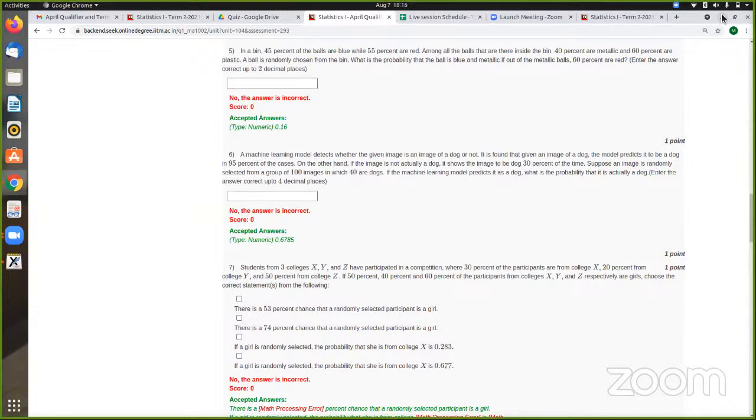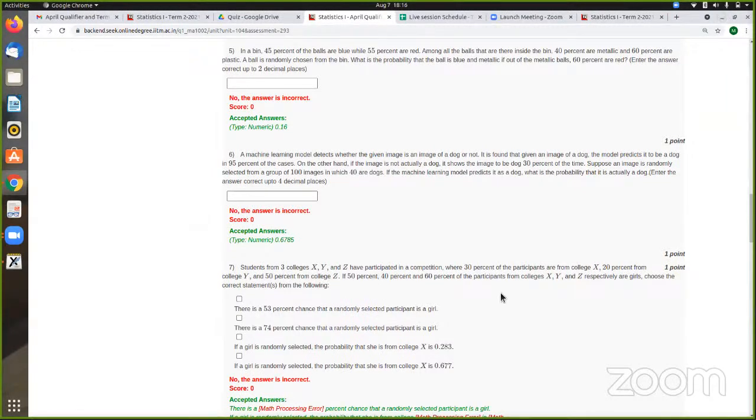So yeah. Okay. Again, what we need to find is the probability of prediction, so that we can find that it is actually a dog and it is predicted right. That is the question.